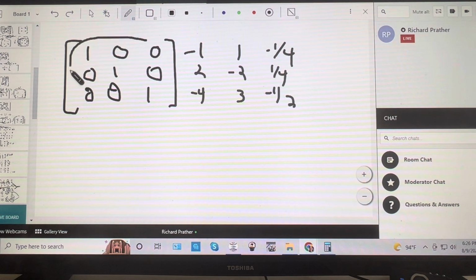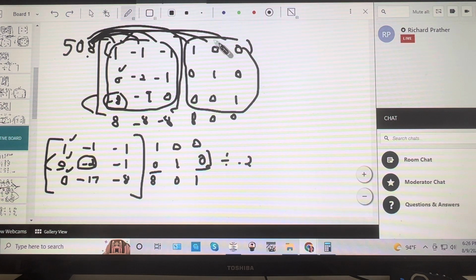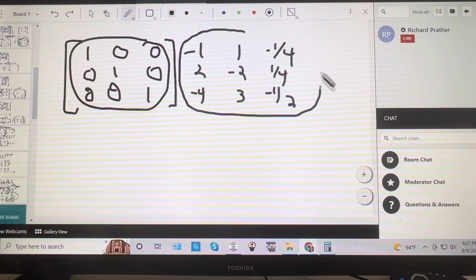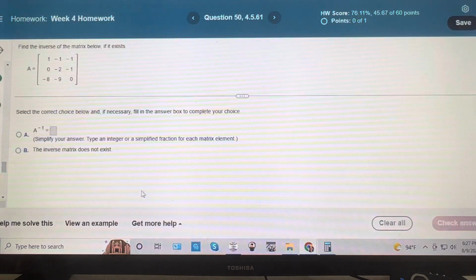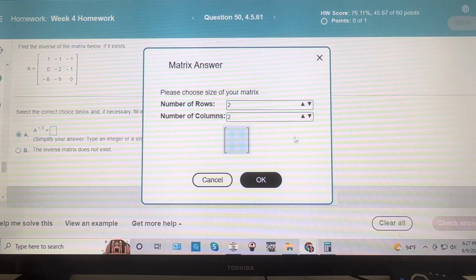Once you get the identity right here, we started way back here, and we had not the identity in this slot, but the identity was over here. Once we manipulated stuff so that the identity moved from here to over there, then the stuff that was here became new stuff over there. This is the inverse right here. Once you get the left side to be the identity, then the right side, notice it's all different numbers than it was originally, is the inverse. That's how you do 3x3s. So this is too long to see on a test. You're not going to see this on a test. It just takes too long. But it's good to do this one time.